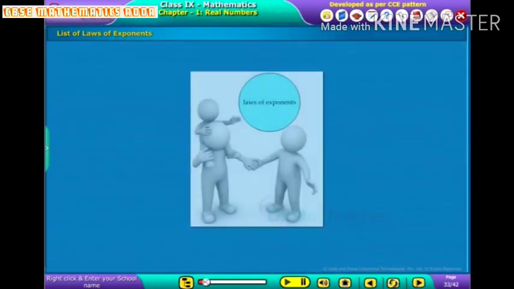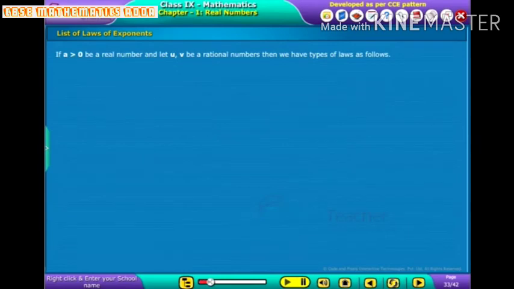List of laws of exponents. If a greater than 0 is a real number and let u, v be irrational numbers, then we have types of laws as follows. A power u into a power v is equal to a power u plus v. A power u whole power v is equal to a power uv. A power u by a power v is equal to a power u minus v. A power u into b power u is equal to ab whole power u. The uth root of a is equal to a power 1 by u.